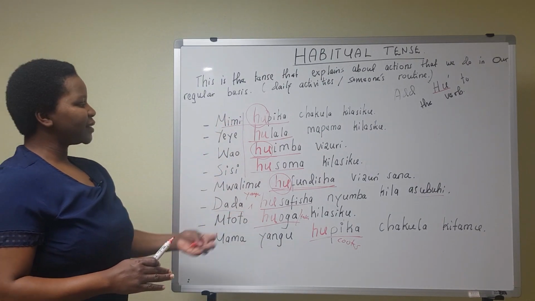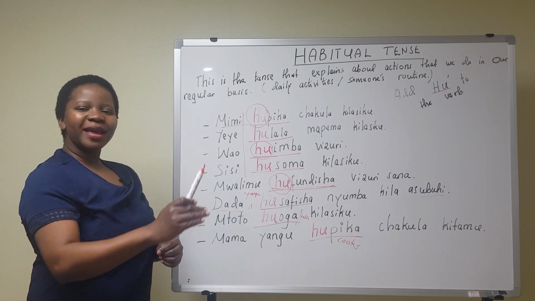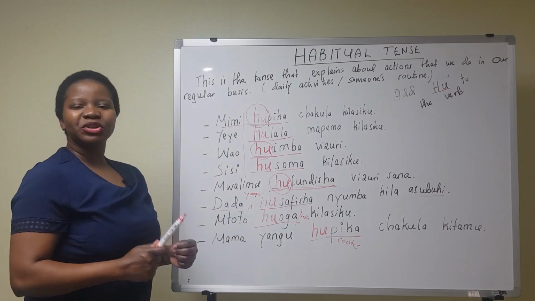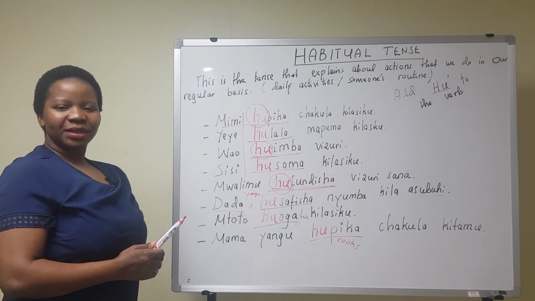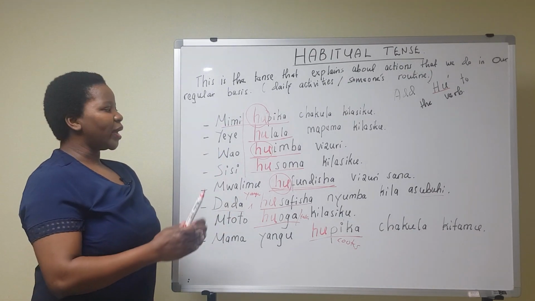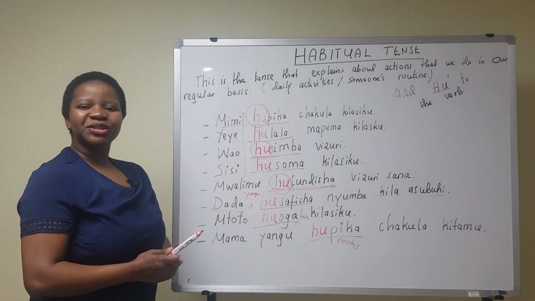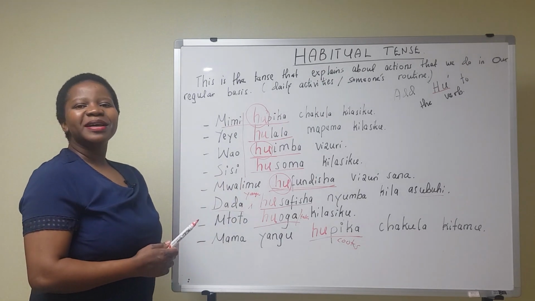So all these examples are in positive form. In our next lesson, we will learn how to negate habitual tense, the negative sentences of habitual tense.